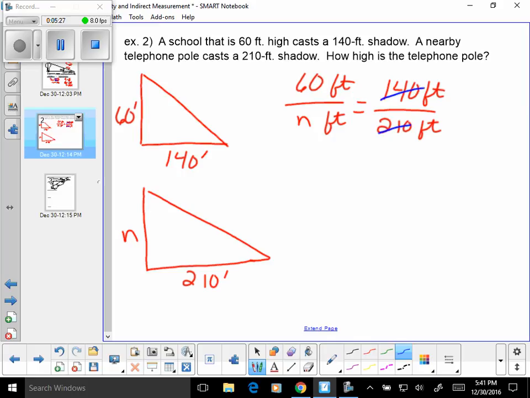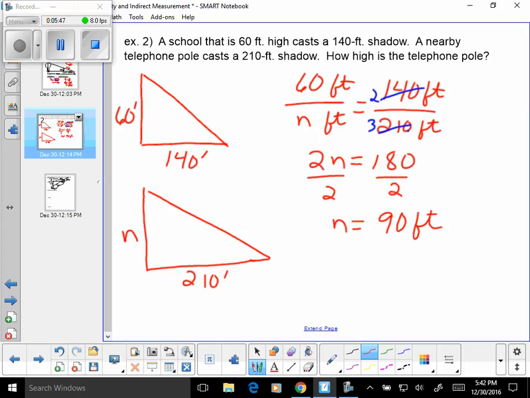The zeros cancel each other, so then I have 14 over 21, which is 2/3. And there my numbers are a lot smaller. 2n, when I do the cross product, equals 180. I do not need a calculator. And I can calculate that the height of the telephone pole is 90 feet. And I hope that you did find that as well.